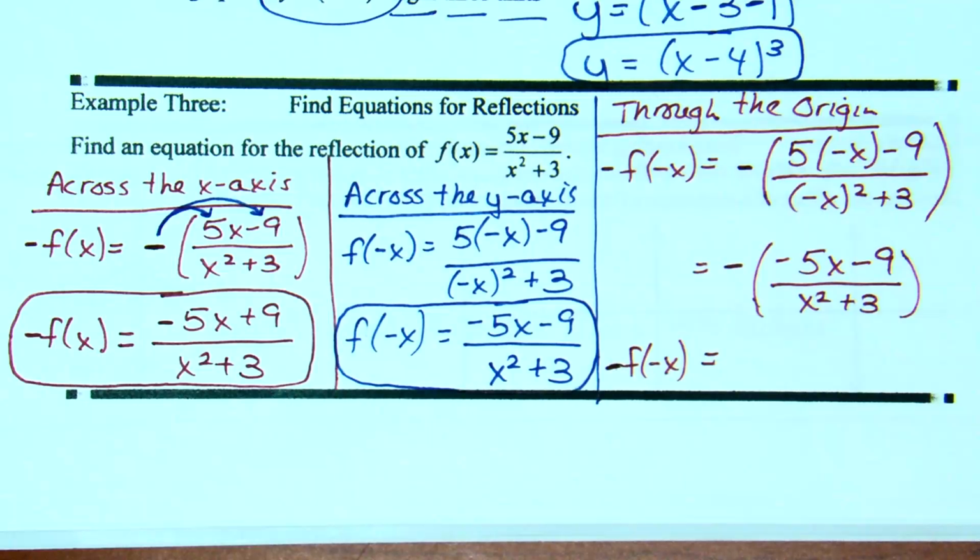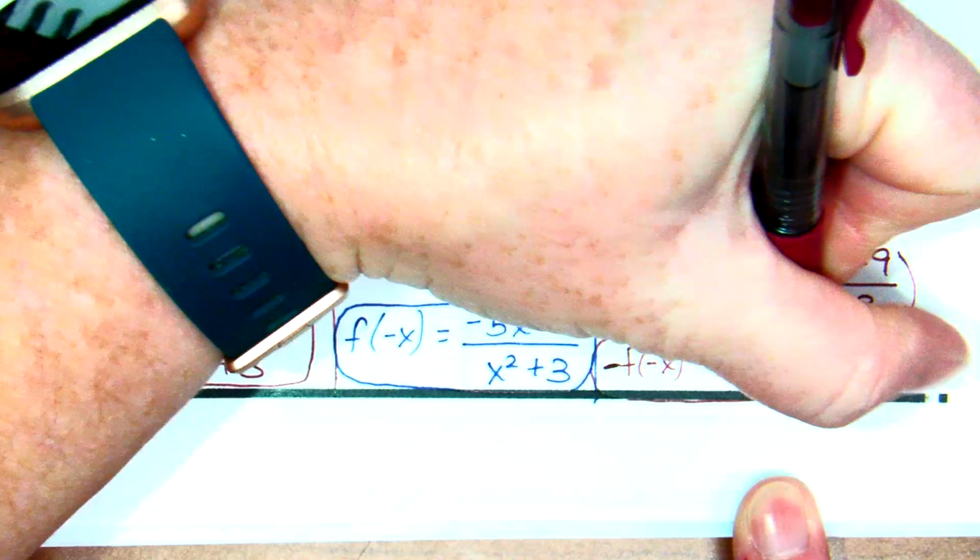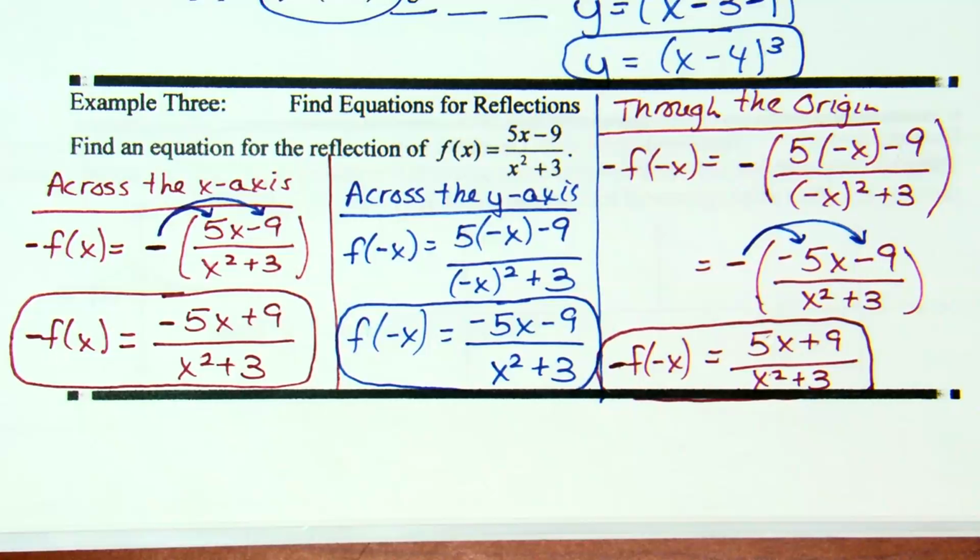Yes. Now, how do I deal with that negative out front? Distribute it into the numerator, but if the situation presents itself, you could go to the denominator instead. And that's going to be positive 5x plus 9 over x squared plus 3. Yes? Okay, so stay on it with homework to solve that.